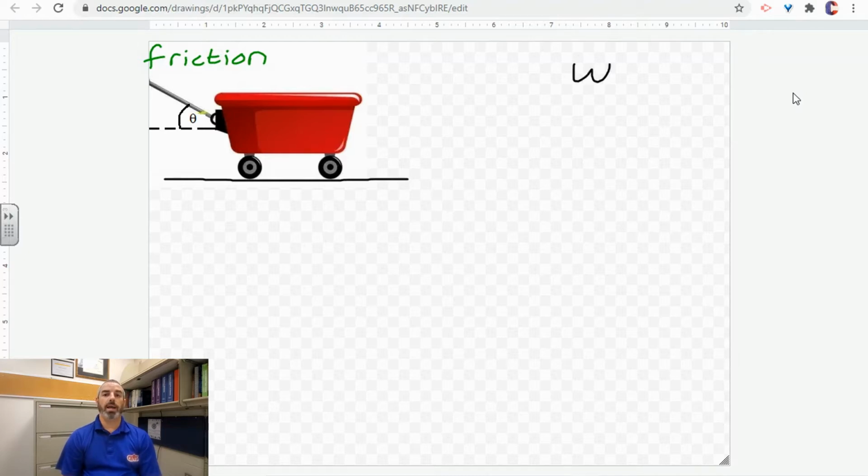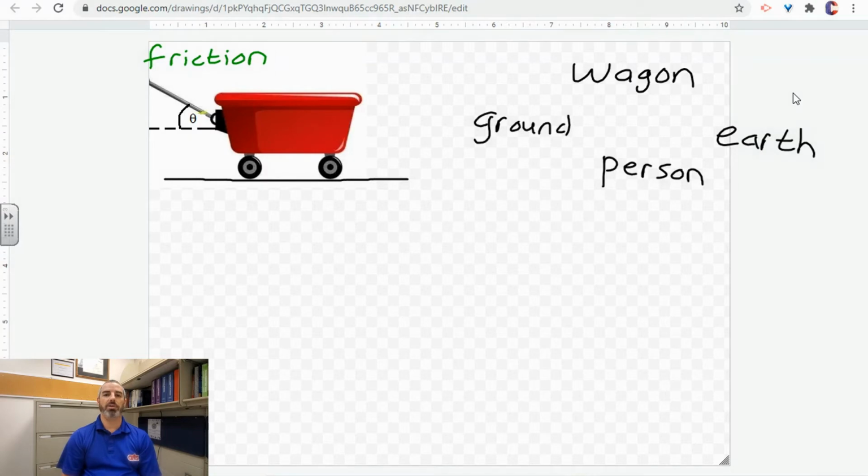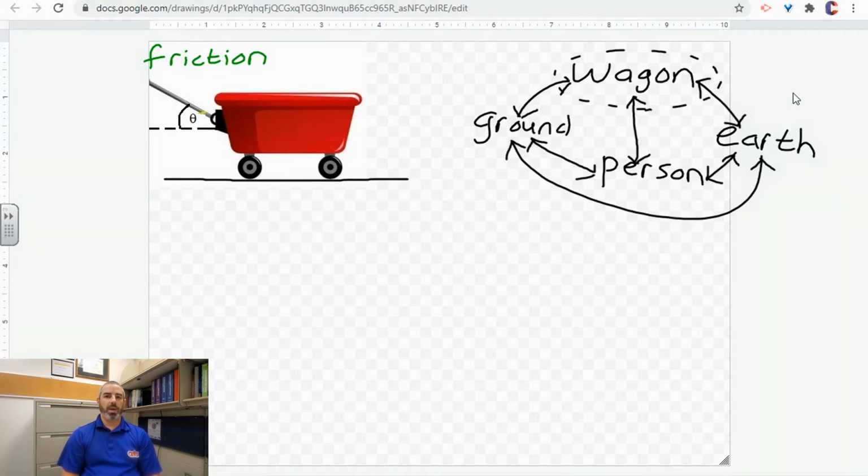We know that the wagon is the object that we're drawing the free body diagram for, so we'll put the wagon down first. We'll count the handle as part of the wagon, so we'll say that a person is pulling the wagon. The person's pulling at some angle because the handle is making an angle with the wagon. So we can draw our interactions, and we're drawing our free body diagram for the wagon.